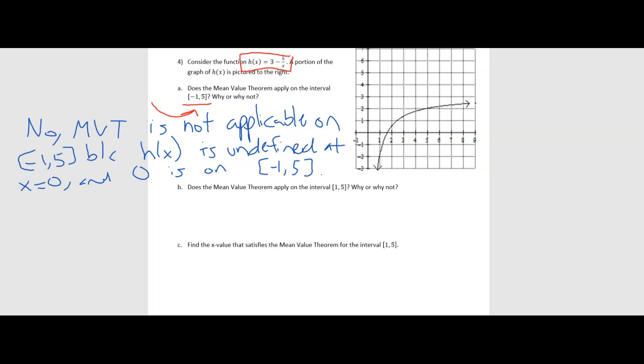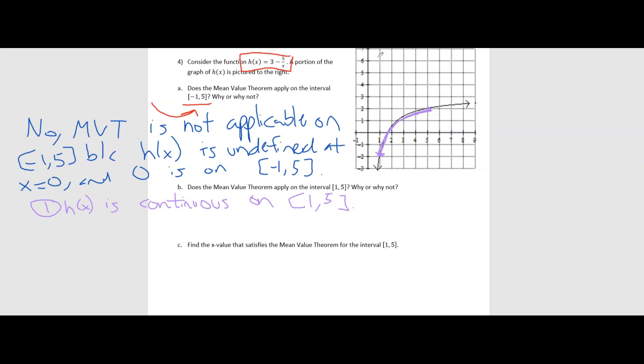Well, the only place it's not continuous is at x equals 0, and that's not in the interval. So we can say h of x is continuous on the closed interval 1 to 5. This one we could look at the graph for, right? Because we can see that the graph is continuous over that closed interval.